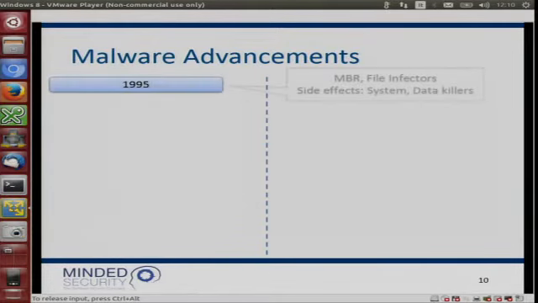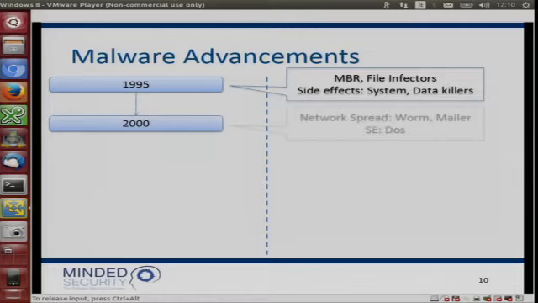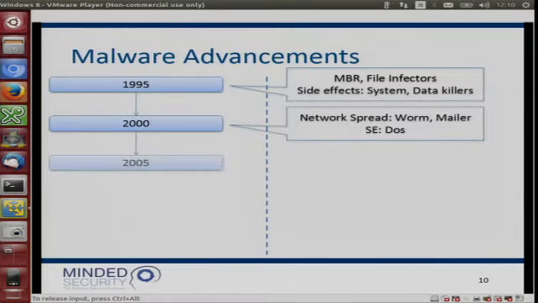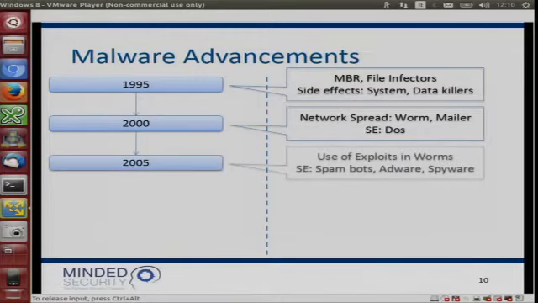So, to summarize, malware in 1995: the side effects were system and data loss, system killers. In 2000, we found especially worms and mailers, and the side effect was denial of service. In 2005, we have seen a big rise of the spam bots.